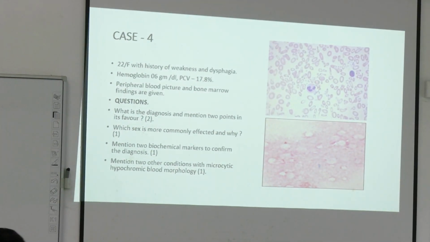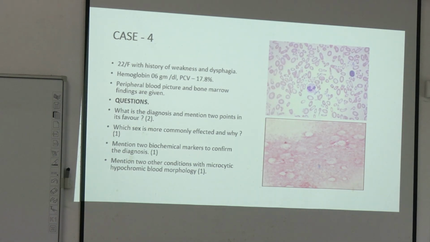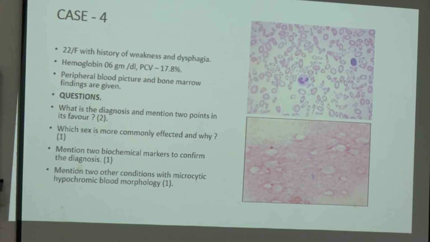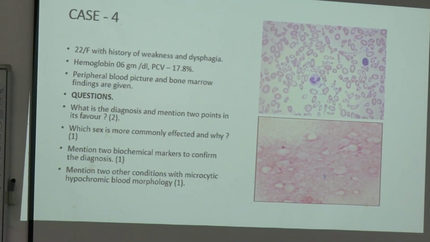Number 4, 22-year-old female with history of weakness and dysphagia. Hemoglobin 6 gram, PCV 17.8, peripheral blood findings and bone marrow are given. So what is this case? Iron deficiency anemia. So if it is iron deficiency anemia, why did I suddenly give dysphagia? Iron deficiency anemia, why dysphagia?